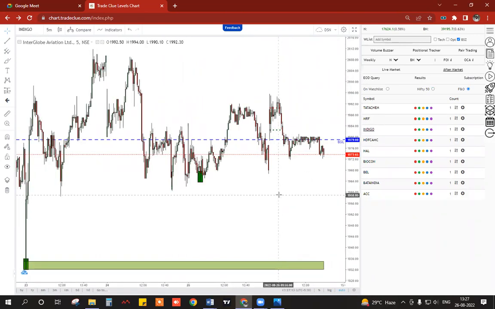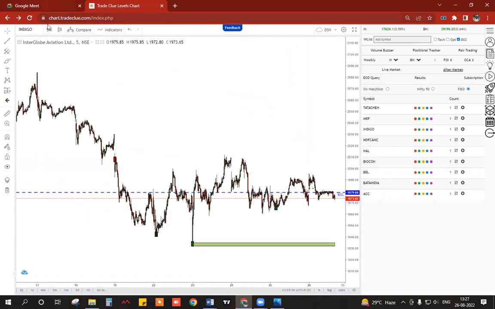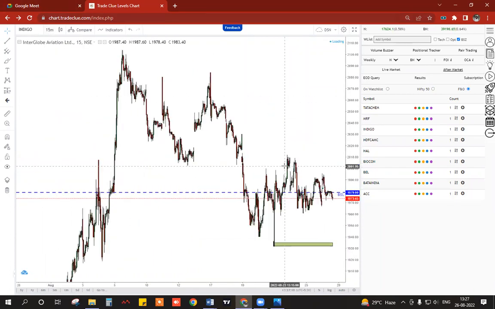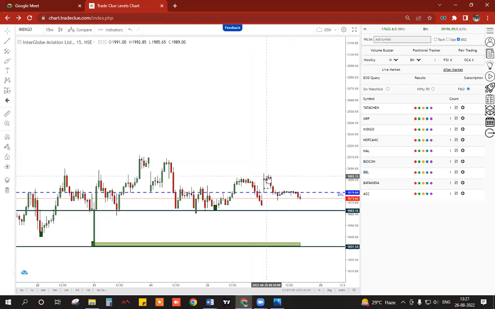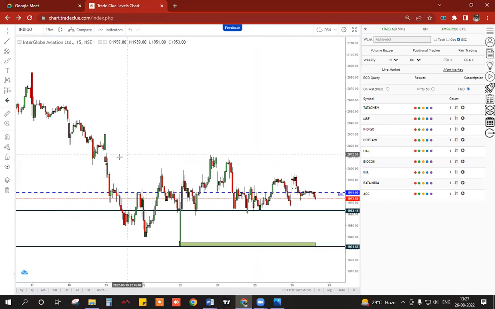Indigo. Now, when I do my analysis on Indigo, I use 15 minutes or more, hourly, 15 minutes, or 30 minutes will do. On Indigo, there was one green band over here and one green box over here. So we'll just plot a line below this. Today it opened in between this zone and there was one red box over here. There was no red box on the adjacent side, so it was range bound.